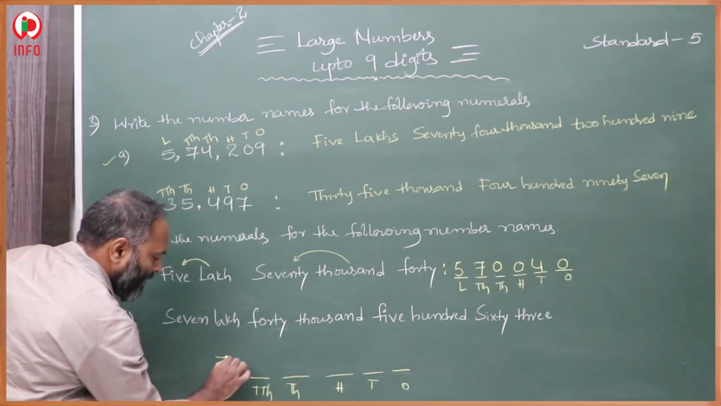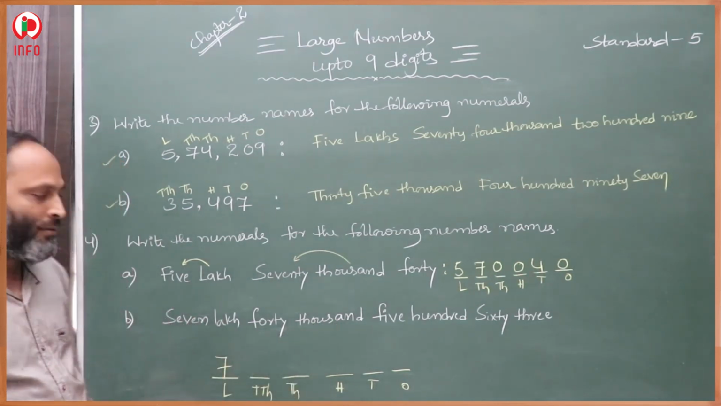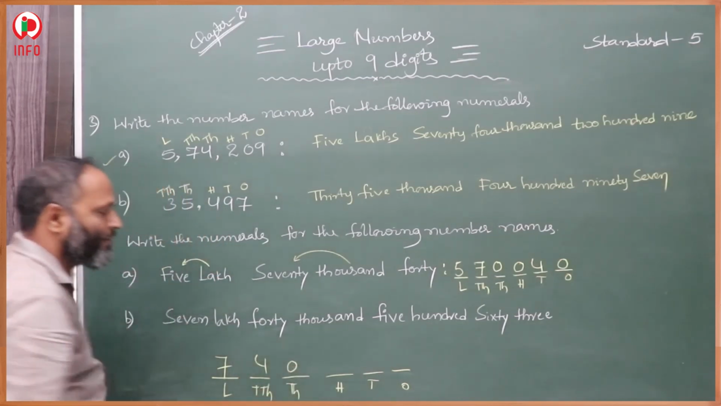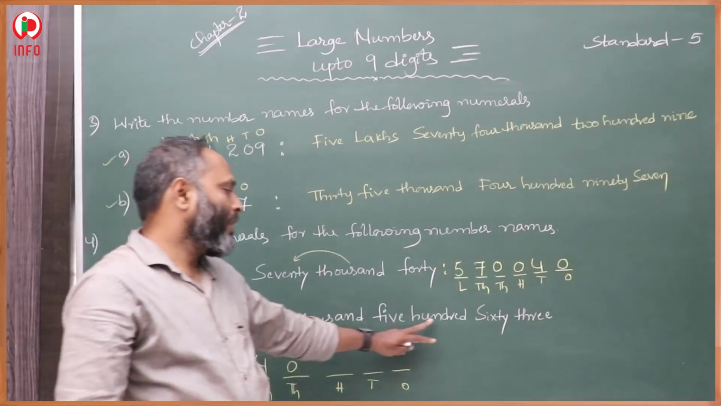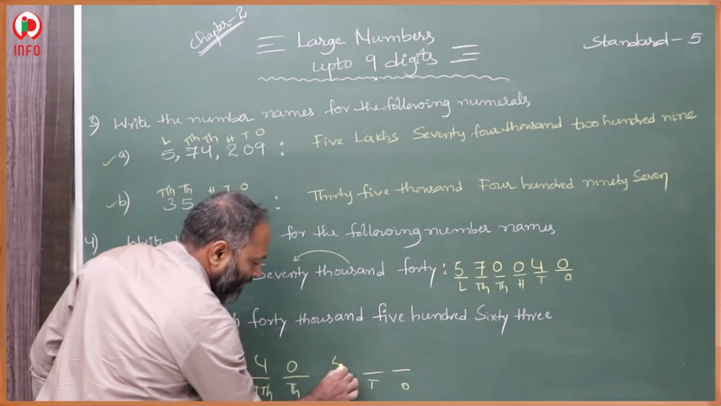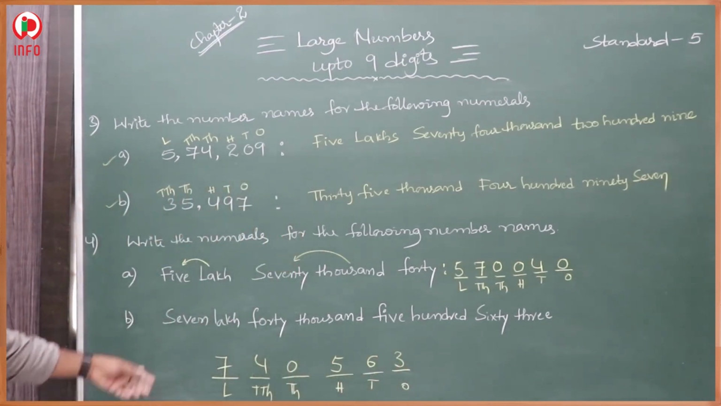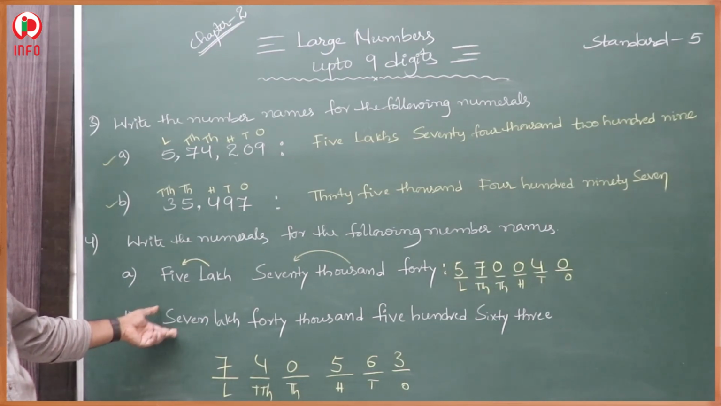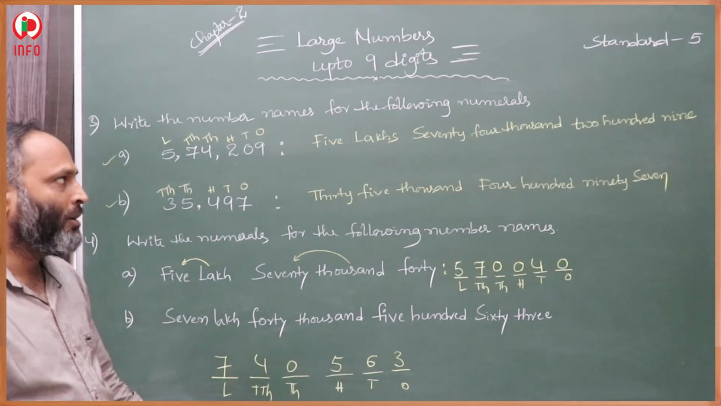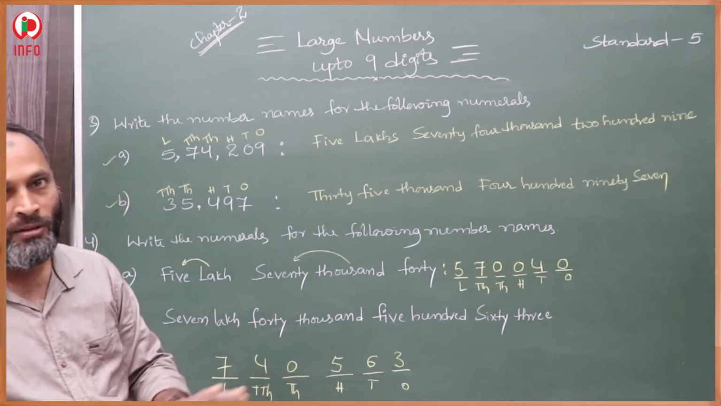7 lakhs. 40,000: 40 means 40, so 40,000. Then 563: in the hundreds place 5 and then 63. So these are given in words, and we convert them into numerals. This is the way to write numerals into names, and names into numerals.